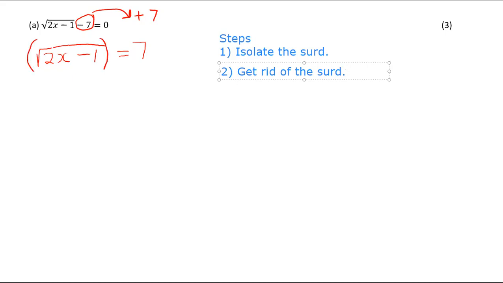The square root and the exponent of 2 will cross out. This is because the square root represents the exponent of a half. So when you take the exponent of a half and multiply it with 2, it will give you 1. That's why we cross out the square root when it's raised to an exponent of 2. If it was raised to an exponent of 4, we'd still be left with 2x minus 1 to the exponent of 2. But here, obviously, they just cross out.